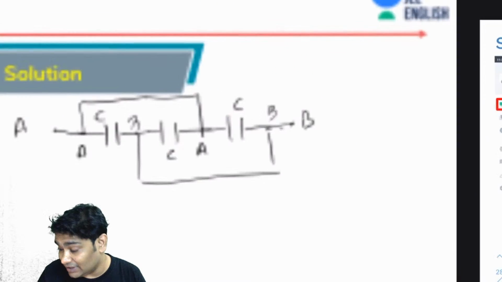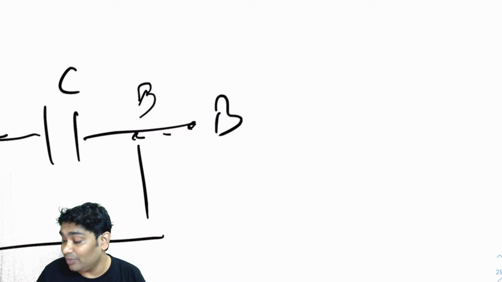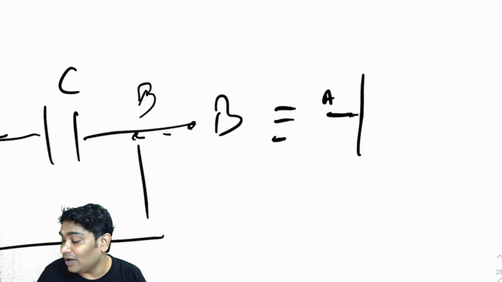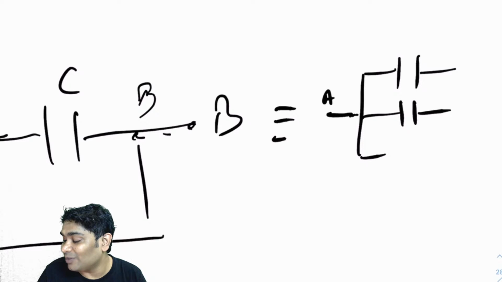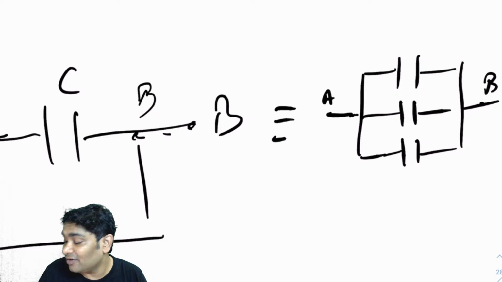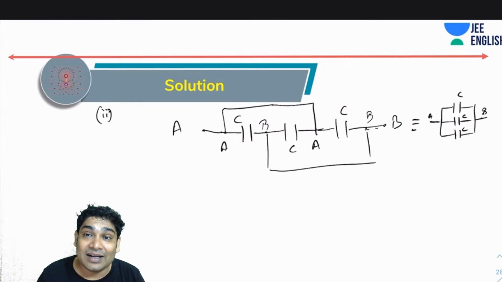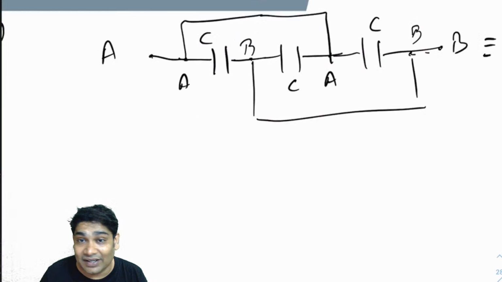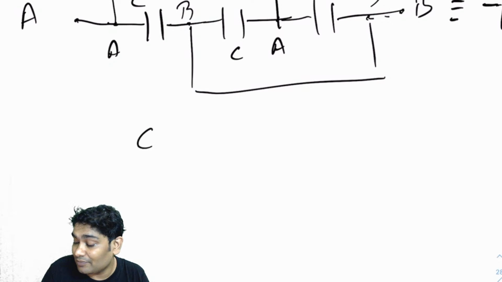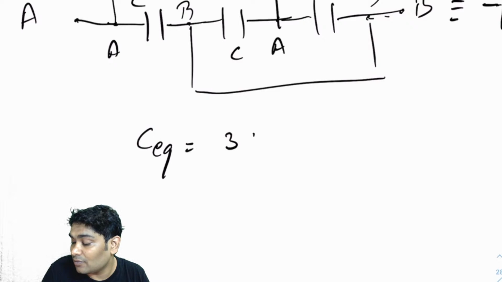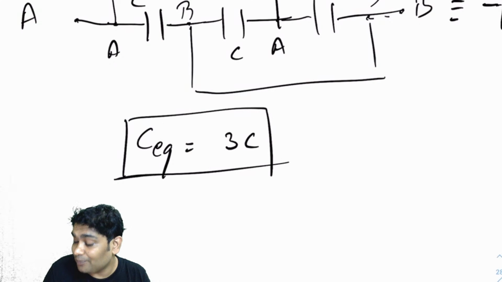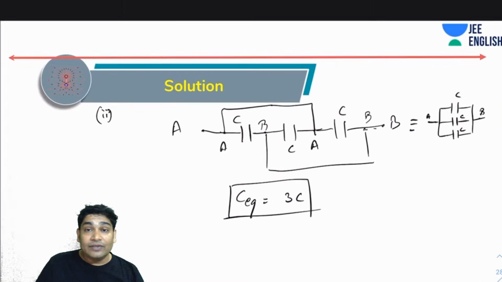So the equivalent of this would be: you have A and then you have three capacitors like this. So instead of this complex thing, you have simply this. All three capacitors are in parallel. Since they are in parallel, the equivalent capacitance would be 3C. So that is the answer for this one. That is how you will start solving these.